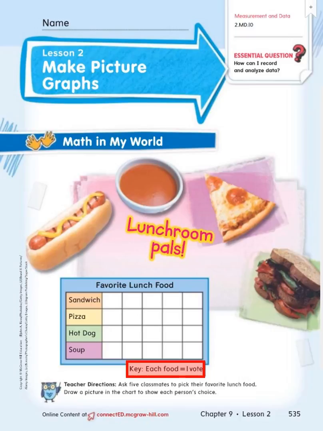So I asked around to see what the favorite food was of 5 of my friends. And we've got 4 choices here: sandwich, pizza, hot dog, and soup. Well, 2 people said pizza. 1 person said hot dog. And 2 people said soup, which is fine. I like all of these things, but look at what we did here.